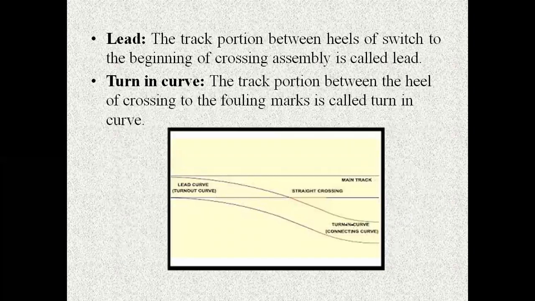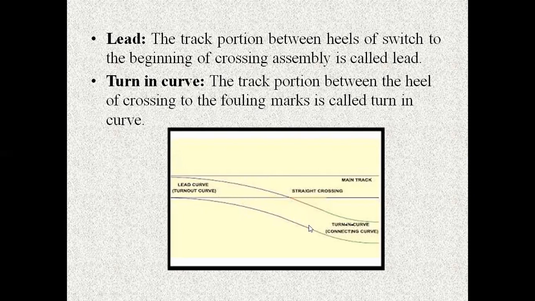Lead rail: the track portion between the heel of the switch to the beginning of the crossing assembly is called the lead. The turn in the curve: the track portion between the heel of the crossing to the fouling marks is called the turn in the curve. In this image, this is the lead curve, the turnout curve.